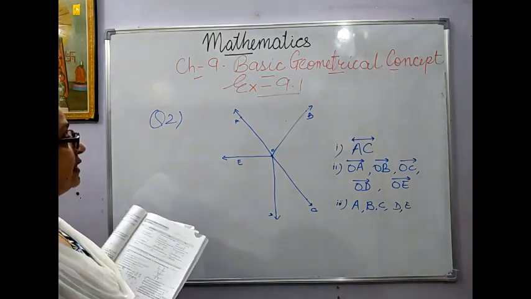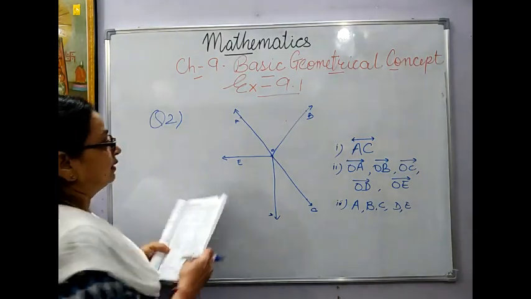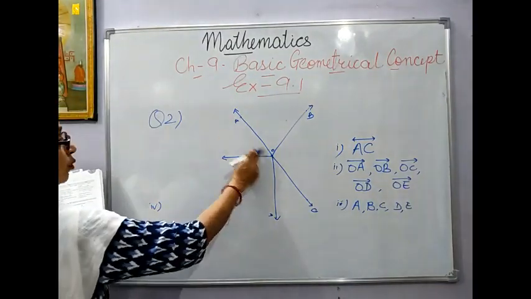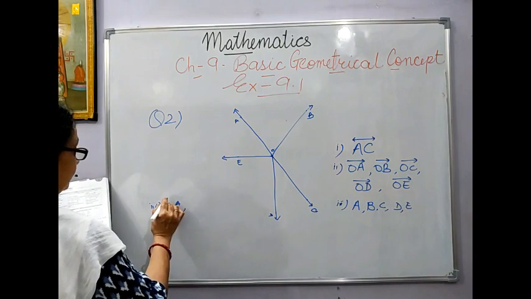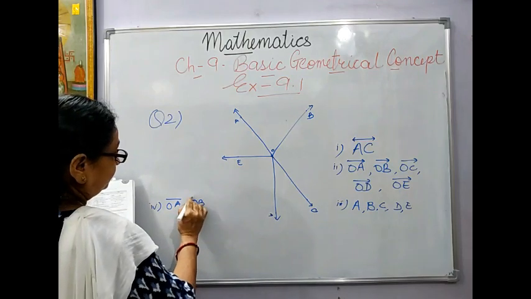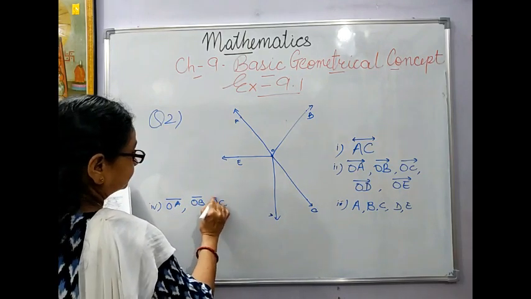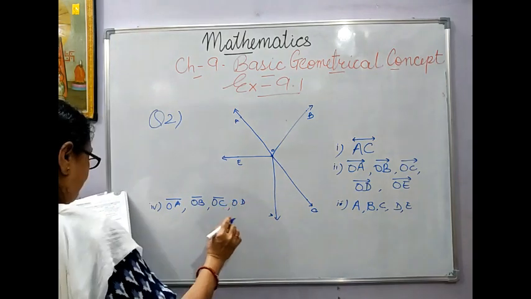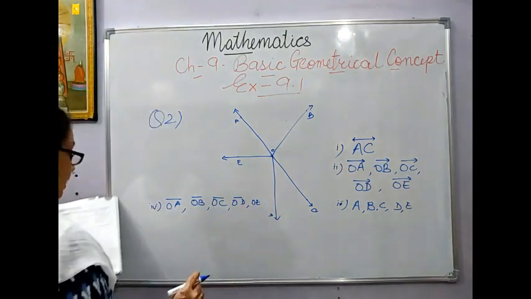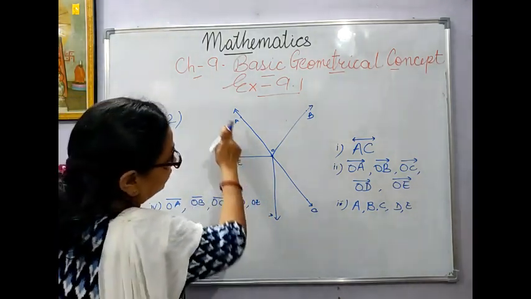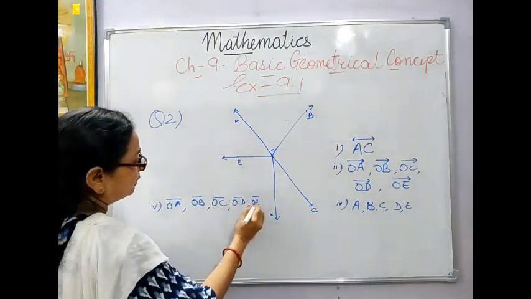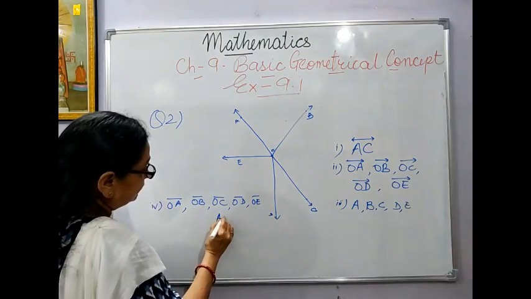And all line segments. See children, line segments will again be almost same. I am writing the fourth one over here. It will be OA. Line segment you will write like this. Then OB, OC, OD, then OE, and there will be one, this is also line segment inside the line, so it will be AC.